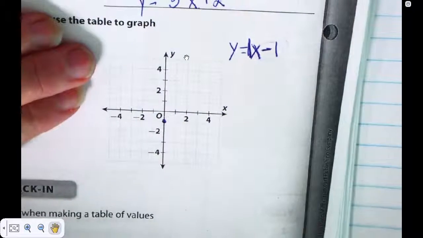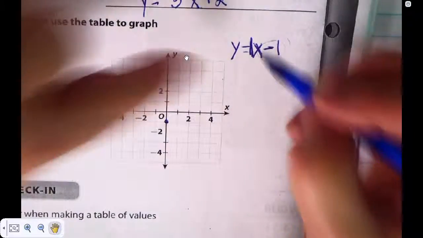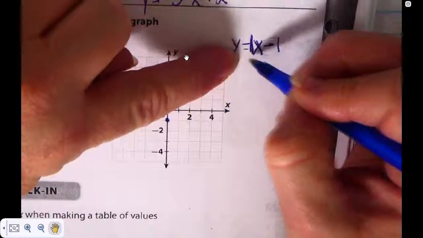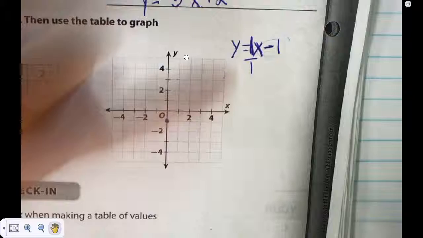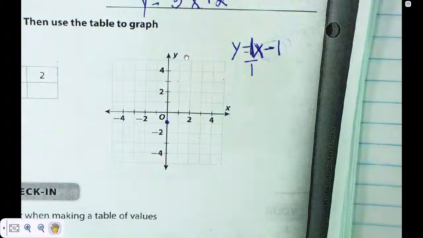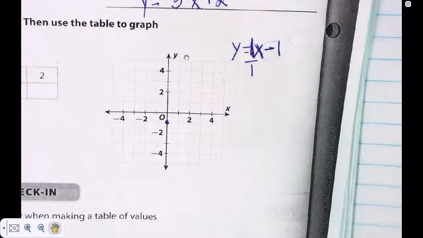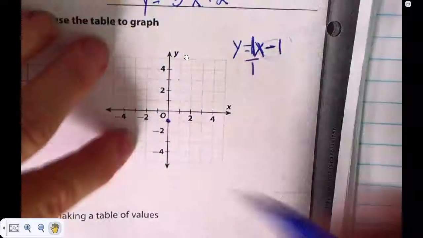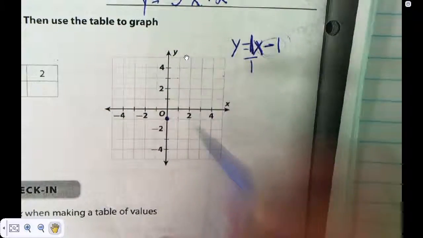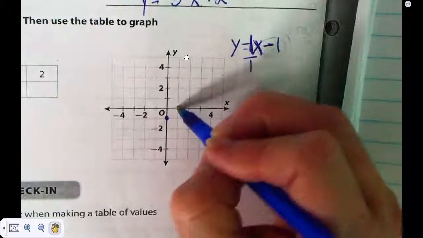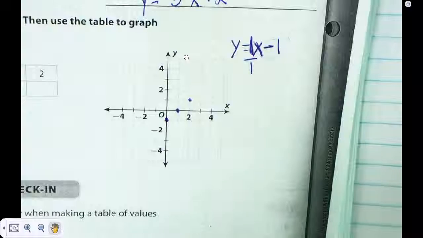I don't want to do the table and find the other point. I want to be able to just graph it. So the slope is 1, so I need to put it over 1. 1 over 1 is 1. If it's a whole number, an integer, you just put it over 1. So you'll have a rise over a run. Run one, up one. It's positive, so it goes up.